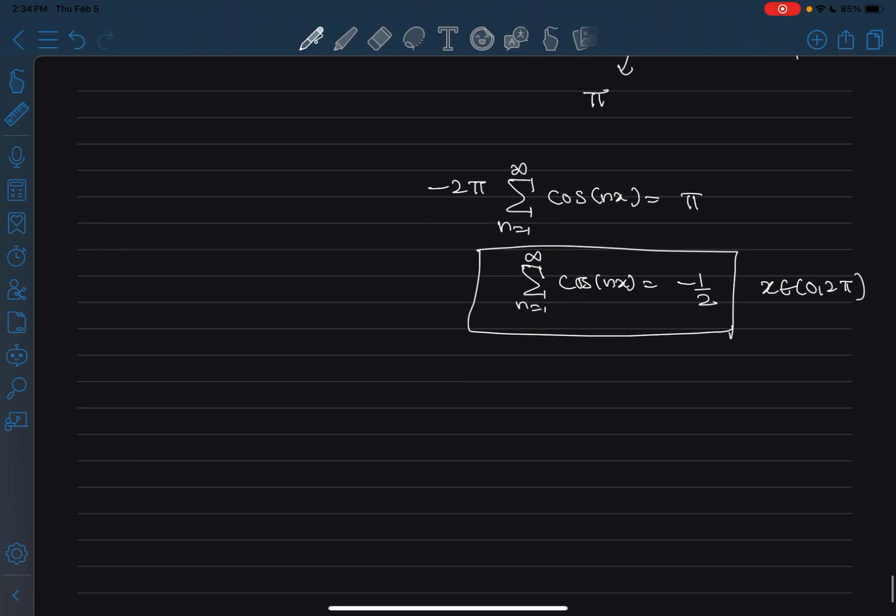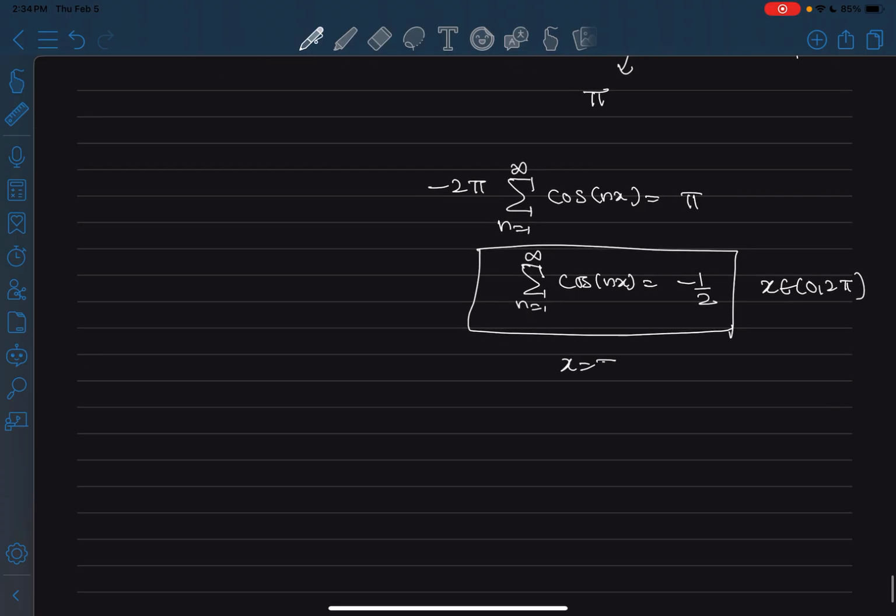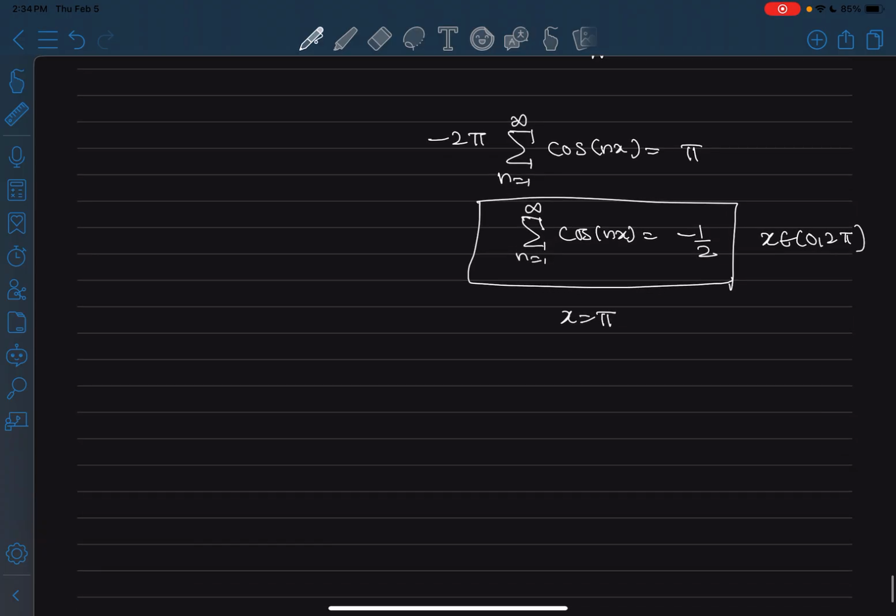So that means I can take x as pi, right? Because pi is between 0 to 2 pi, because pi belongs in 0 to 2 pi, right? And then what we get is the sum from n equals 1 to infinity of cosine of n pi is minus half.